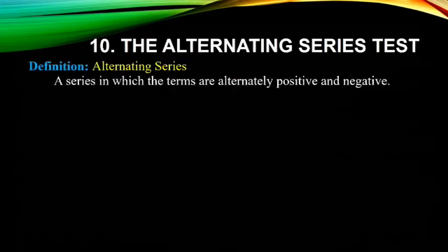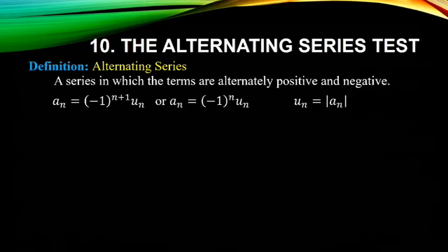Last test, we have the alternating series test. So an alternating series is a series in which the terms are alternately positive and negative. So a sub n is equal to, so the alternating factor would be a negative. So negative 1 raised to n plus 1 times u sub n, or a sub n is equal to negative 1 raised to n times u sub n. So u sub n is equal to the absolute value of a sub n.